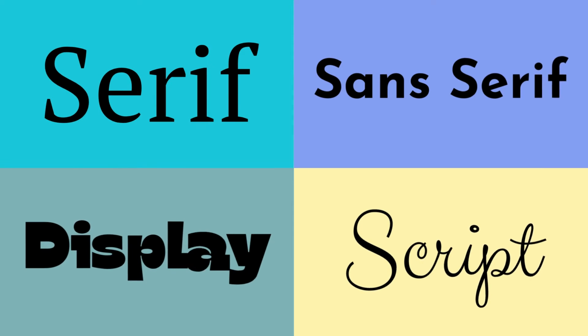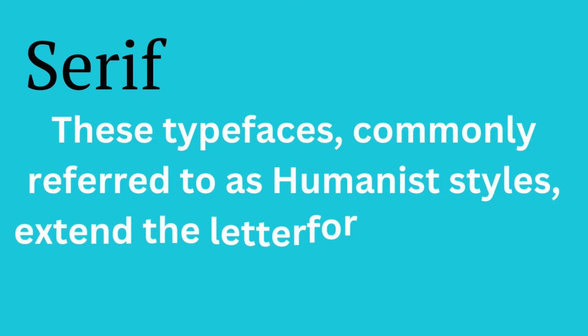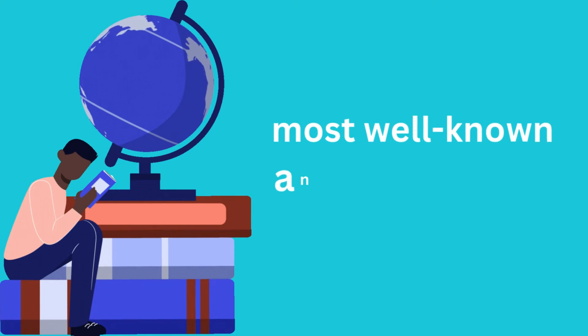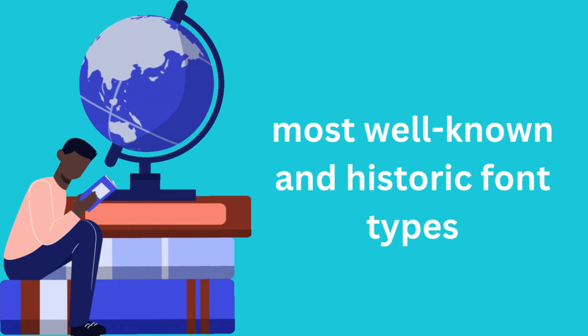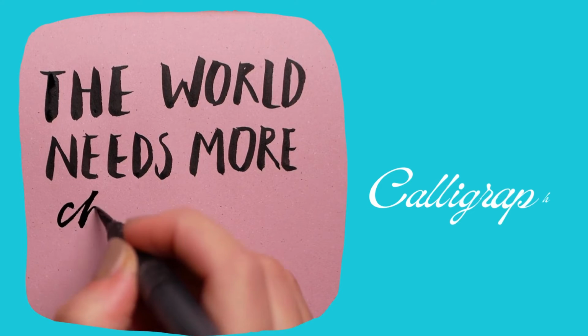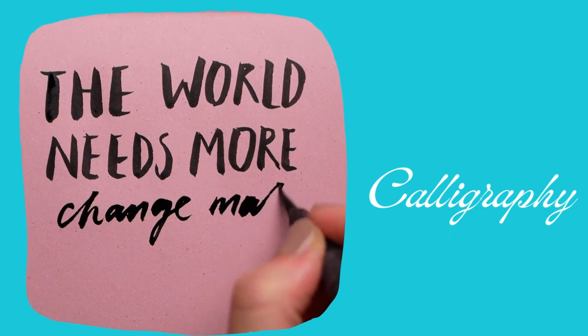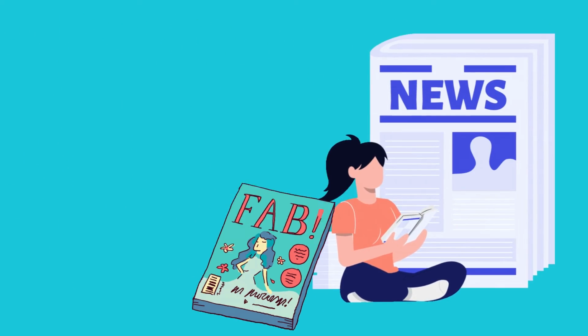Serif, sans serif, display, and script are the major types of typeface categories. Serif: these typefaces, commonly referred to as humanist styles, extend a letter form by a very small line. The serif typefaces are thought to be the most well-known and historic font types. They were inspired by classical calligraphy, and because serif typefaces are regarded as having a more official appearance, you can find them in books, periodicals, and newspapers.